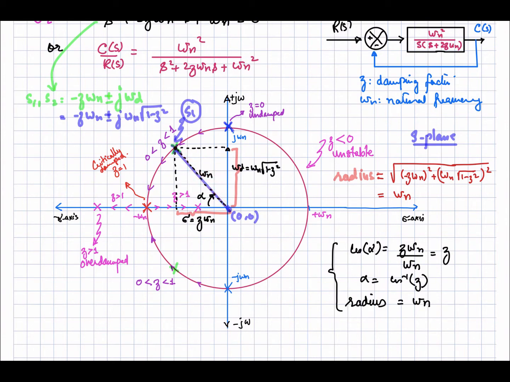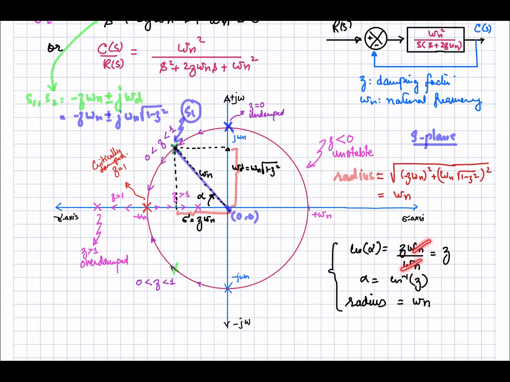And what about this angle? This angle can be calculated with the help of this triangle, right? And in this triangle, if we use the cosine identity, cos of theta will be equal to zeta omega n, this part, divided by this omega n.